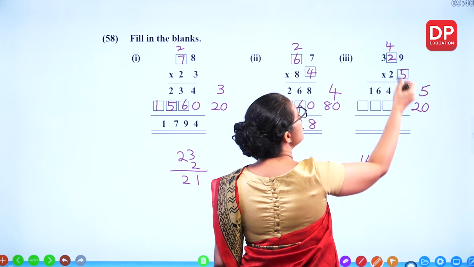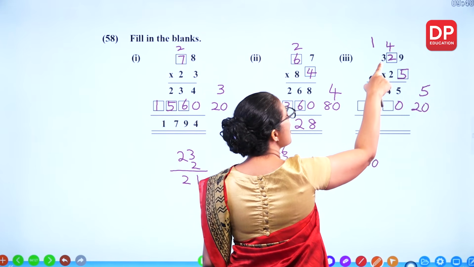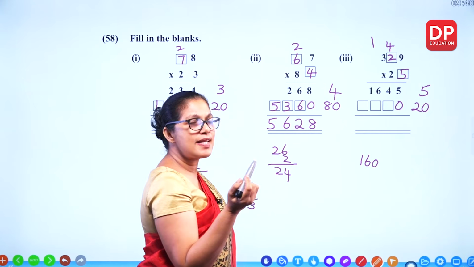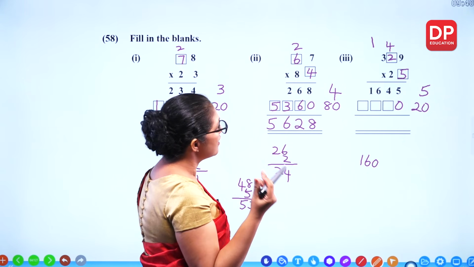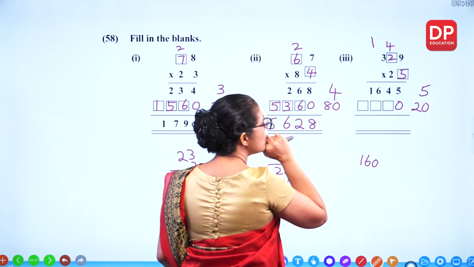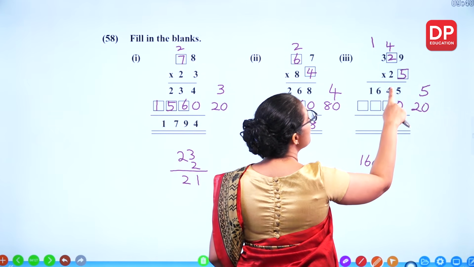And put 4 and you can take 1 there. 5 times 3, 15 plus 1. You are getting 16 now. So that's correct. Now we can multiply this answer by 20. So put a 0 and multiply by 2.